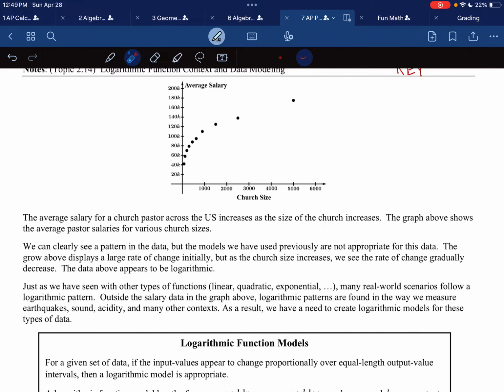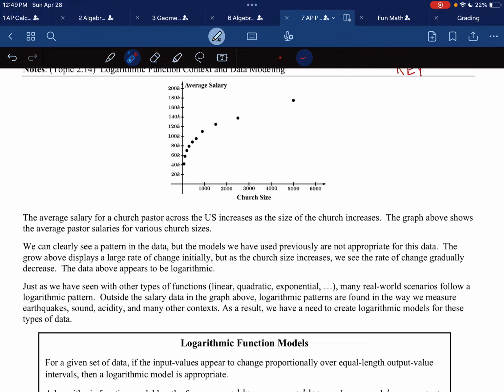The graph above displays a large rate initially, like look how steep that is. But as the church size increases, we see the rate gradually decrease. Yeah, it's now more of a flat line instead of a steep line, right? The data above appears to be logarithmic. Just as we see with other types of functions, linear, quadratic, exponential, etc., many real-world scenarios follow a logarithmic pattern.